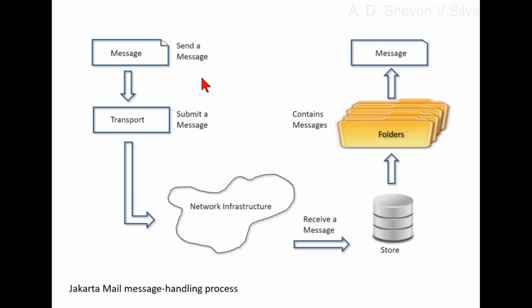Here you can see Message, send a message. Message is connected to Transport. Here we submit a message. Transport is connected to the network infrastructure. Network infrastructure is connected to Store, and received messages pass from network infrastructure to Store, and Store is connected to Folders. Folders contain messages, and Folders are connected to Message.